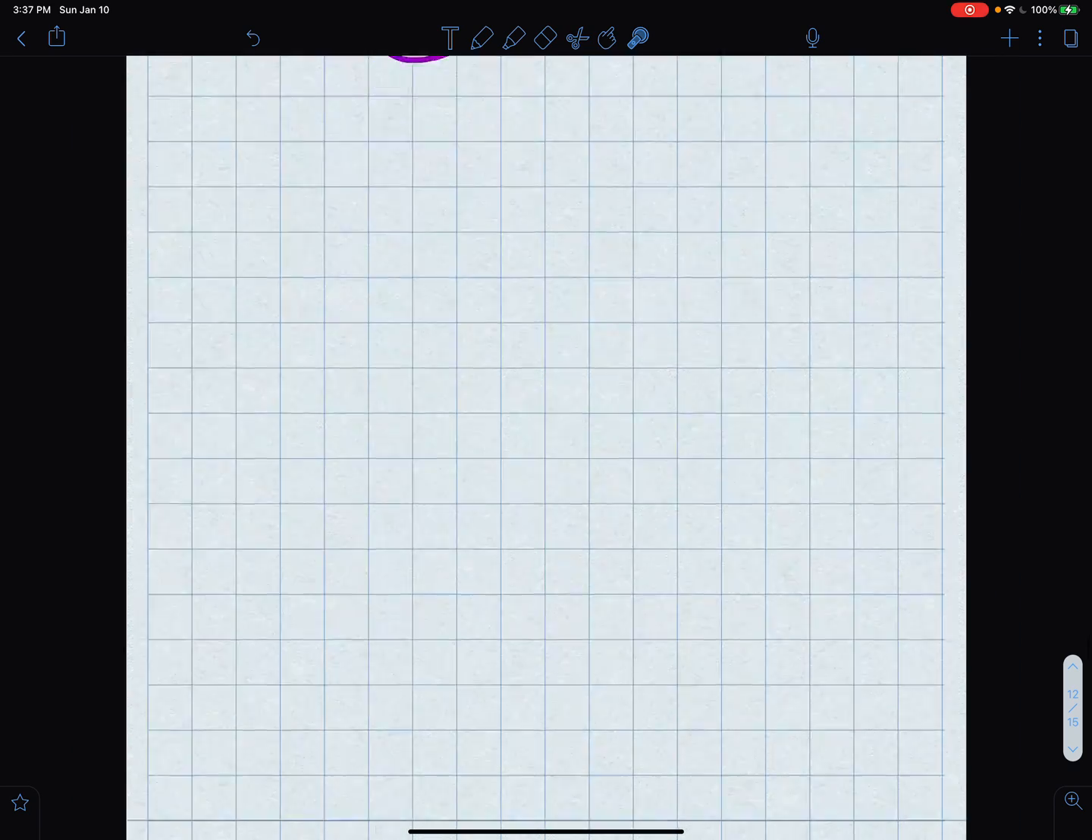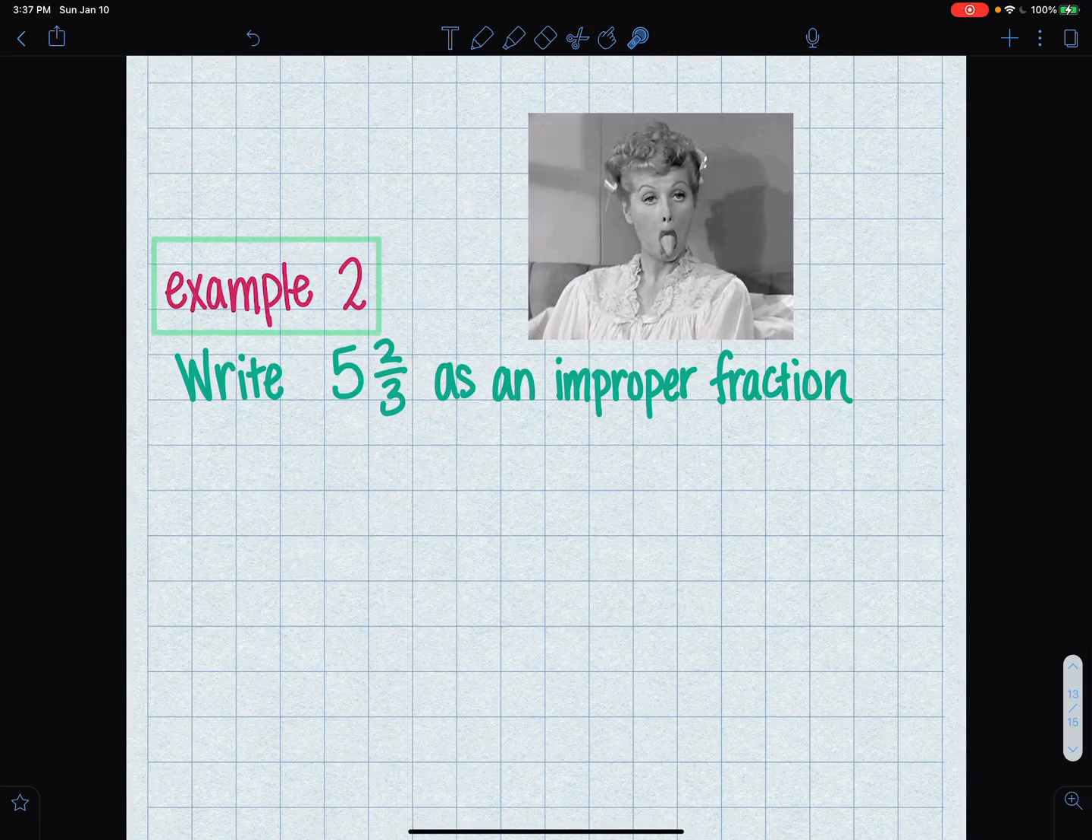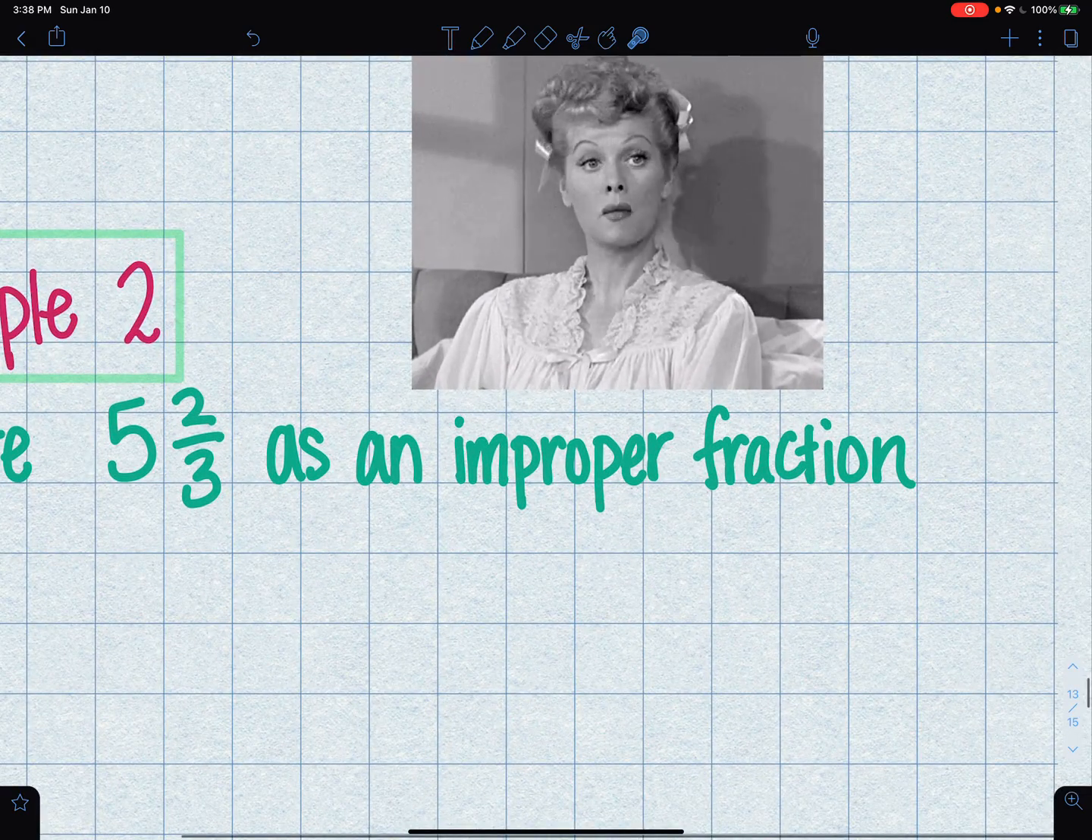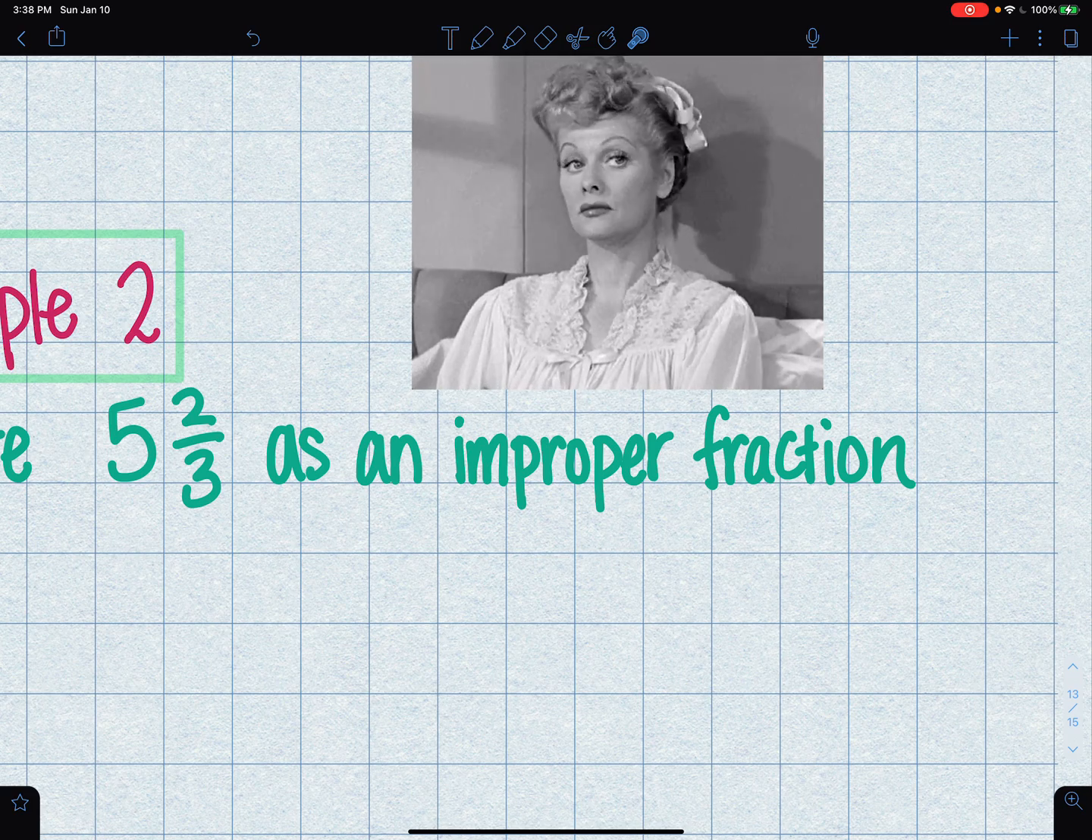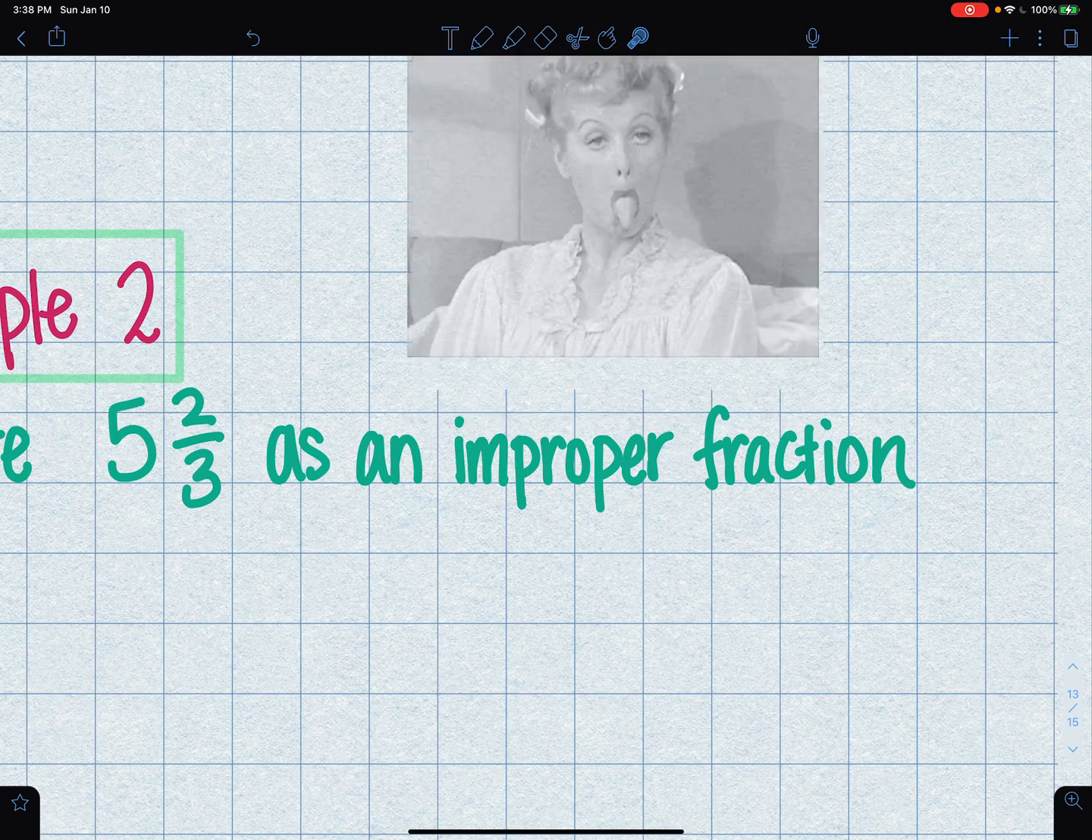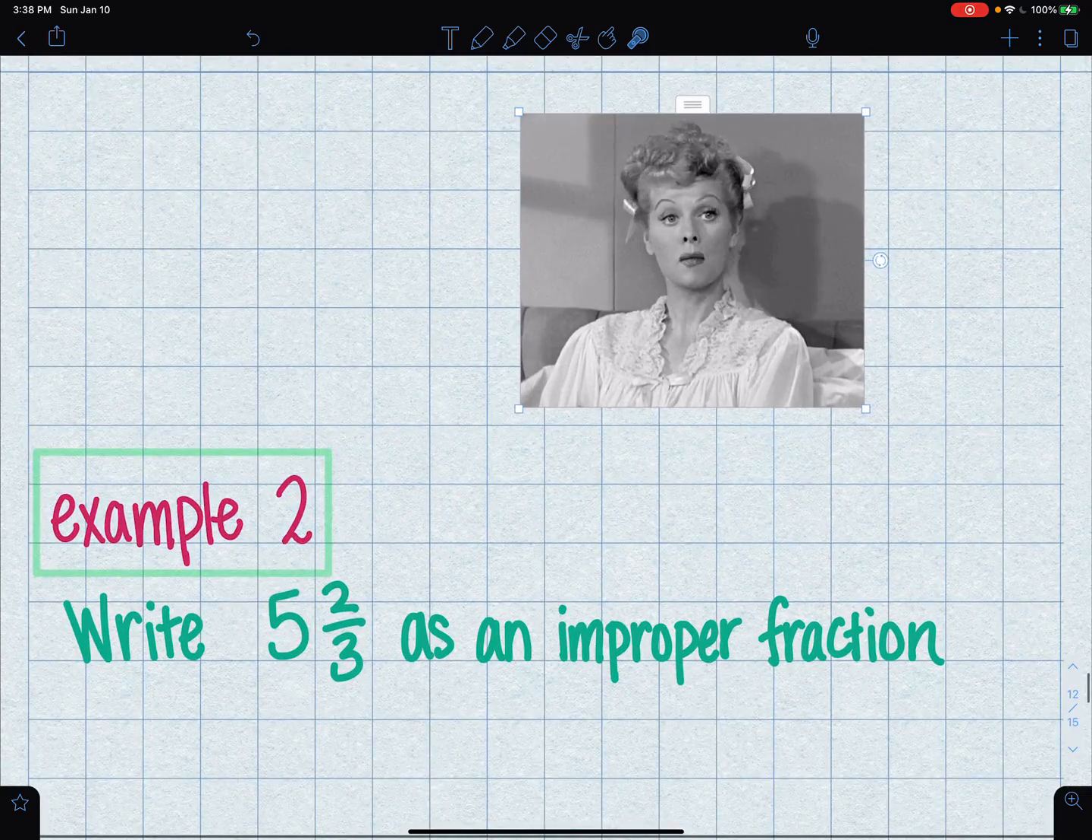Okay, let's do another example. Whew. I hope you're not doing this to me right now. Yeah, right, Mom. I don't want to do another example. Okay, I'm going to move that out of the way because it's a little distracting, Lucy.